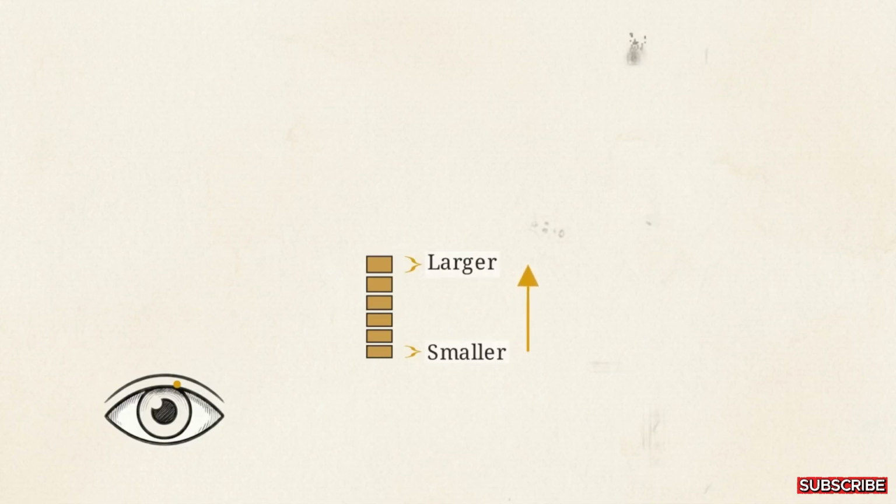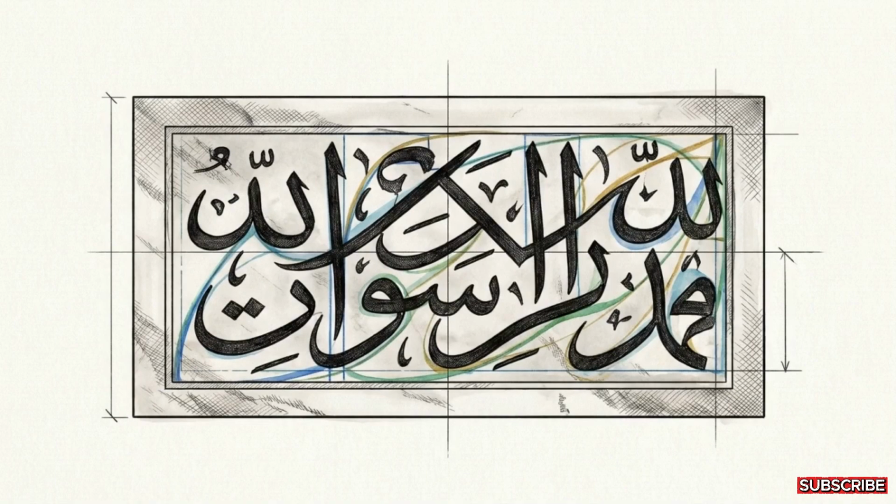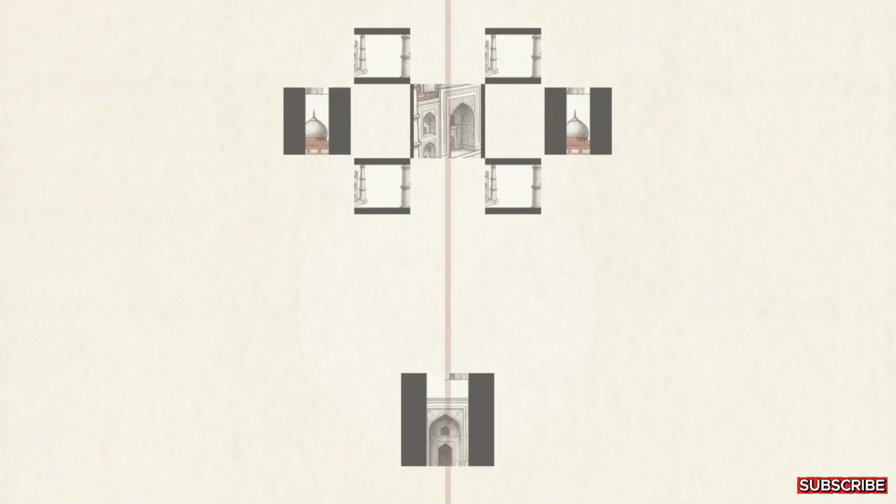This scaling equalizes the perception of the text for a viewer on the ground. By distorting the physical size of the letters, the calligrapher created the illusion of perfect uniformity. The perceived perfection of the calligraphy is the result of mathematical distortion. This reliance on mathematical precision continues across the entire 17-hectare site.